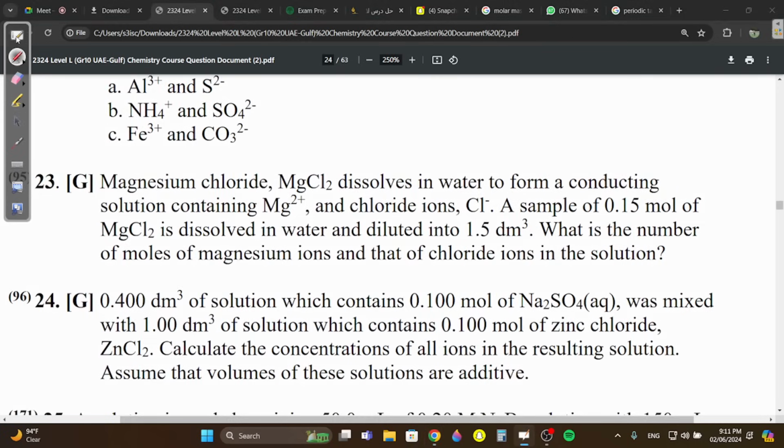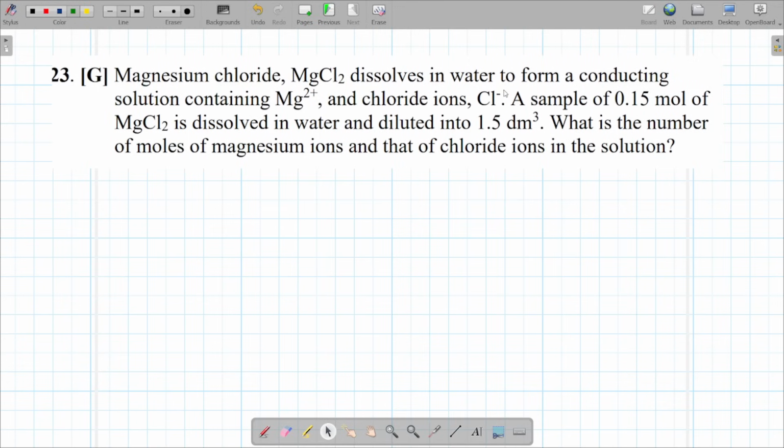Let me put it inside the whiteboard. Okay, MgCl2 dissolves in water to form Mg2 plus and Cl minus. A sample of 0.15 moles of MgCl2 is dissolved in water, diluted to 1.5 dm cube. What's the number of moles of magnesium?